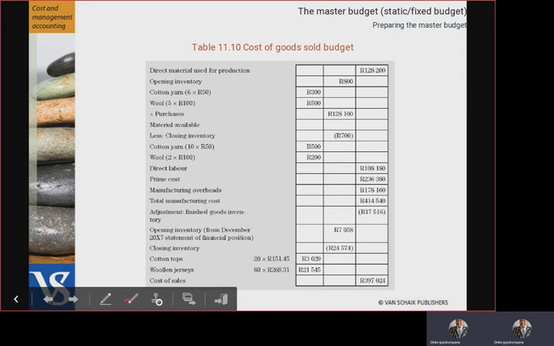So this is another exercise that we have. To have a better understanding, it will be nice to have your textbook next to you so that you can see these values, because I can't keep on going back to the question on this presentation. So we start with the direct material used for production.